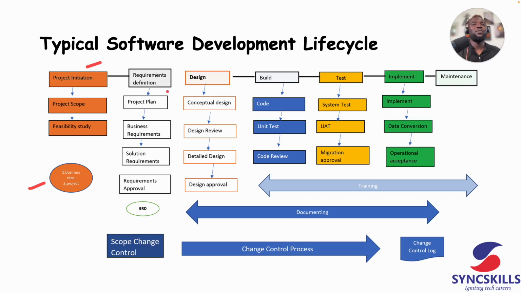So requirement definition is like our scope, right? And the plan to deliver on our scope is what we focus on in our project plan. Then we would gather more requirement on business requirement, solution requirement, and try to get approval for that.